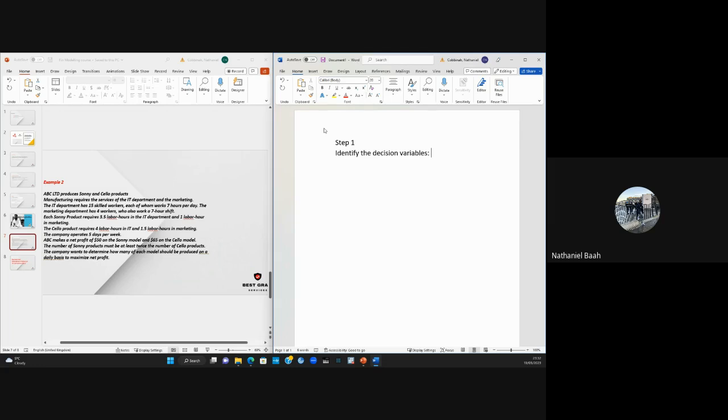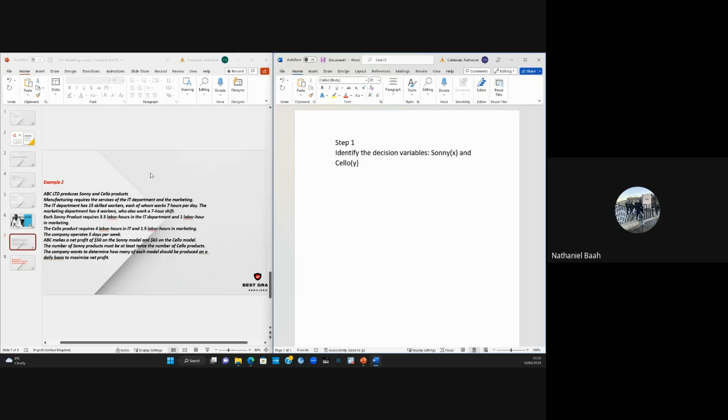Great. So when we look at this example, it reads ABC Limited produces Sony and Cello products. So they produce Sony and Cello products, but what we don't know is what quantity of Sony product they produce and the quantity of Cello products they produce. So the unknown variables here are Sony and Cello. Now our unknown product Sony, I will represent as X, and Cello, I will represent as Y.